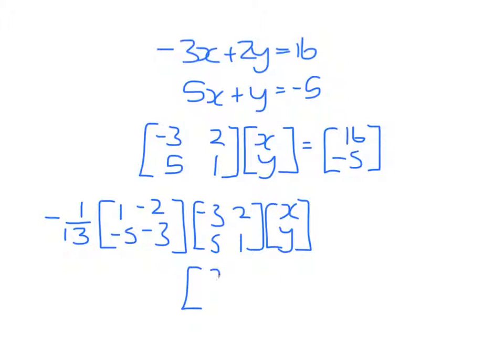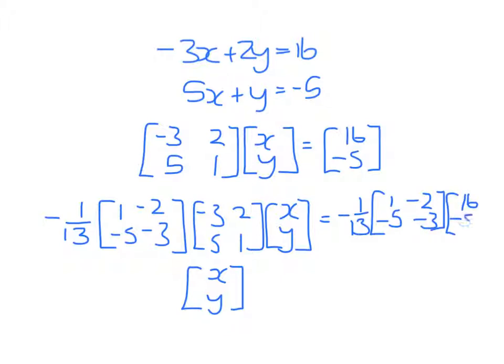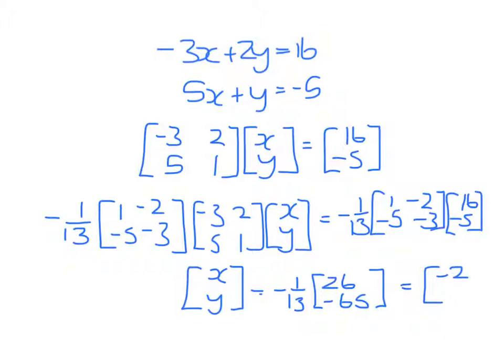Now we need to be careful on the right. The order of multiplication with matrices is really important. Therefore, the first matrix must be in front of the 16 minus 5. So that gives us minus 1 over 13, 1 times 16 plus 10, so that's 26, minus 5 times 16, so that's minus 80, plus 15, so that is minus 65, and that gives us minus 2 and plus 5.